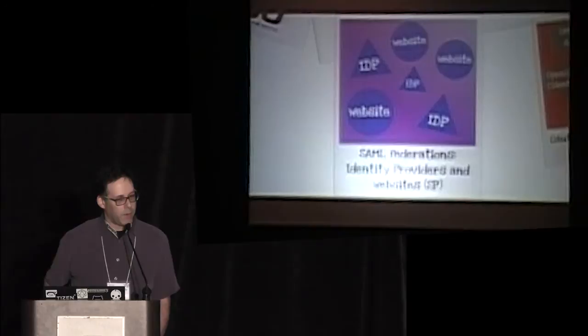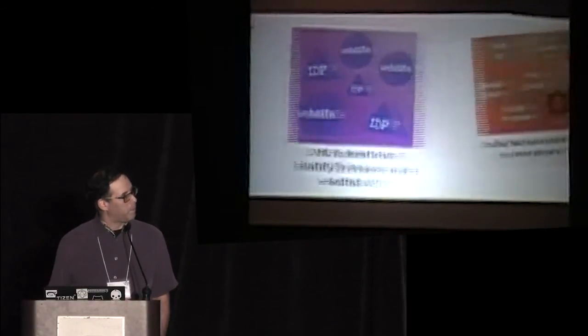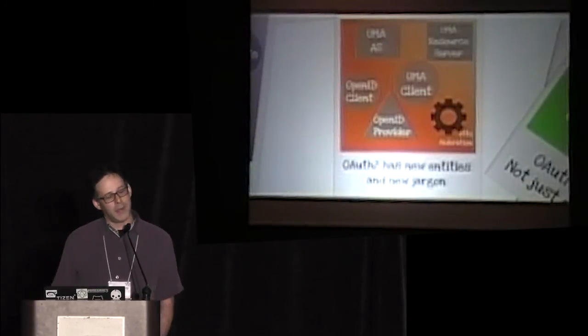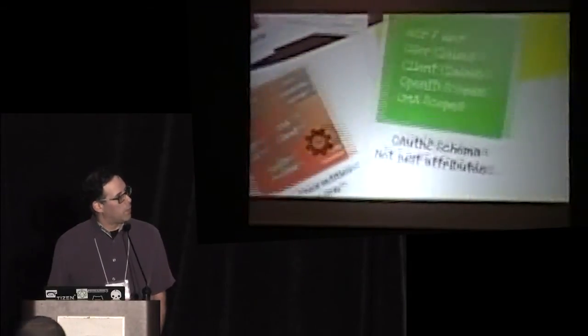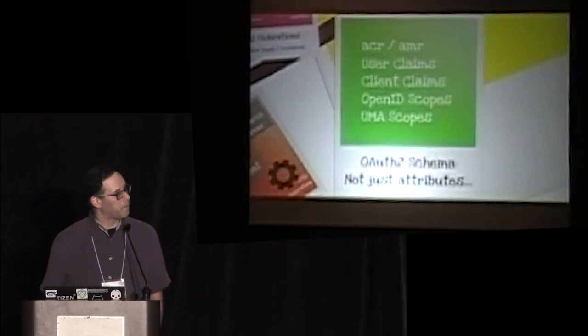In SAML we had identity providers and websites. They called the websites service providers or SPs, but I call them websites. It was always a website. However, in OAuth 2, we have some new actors. OpenID Connect changed all the jargon. Instead of identity providers, we have OpenID providers, and instead of service providers, we have relying parties or clients. But you have your IDP and your SP in there. It's called OpenID provider and OpenID client. But we also have UMA authorization servers, UMA clients, UMA resource servers, and perhaps other federations might be part of your network.